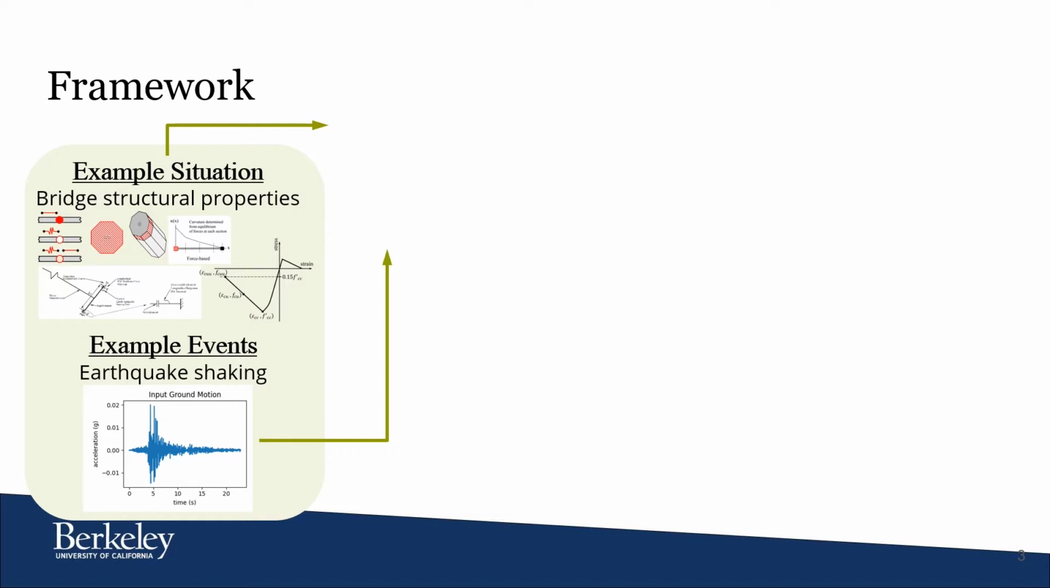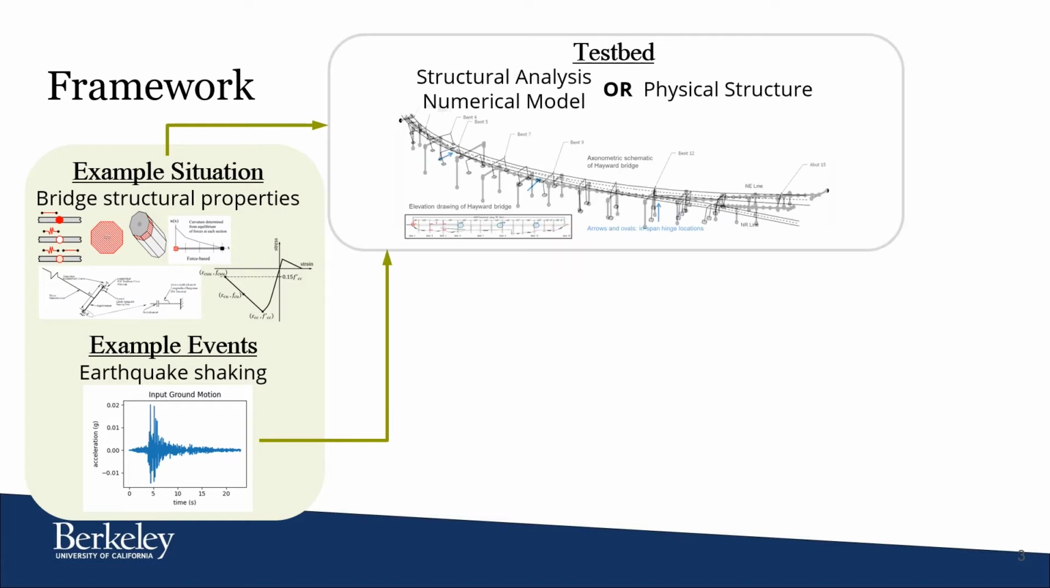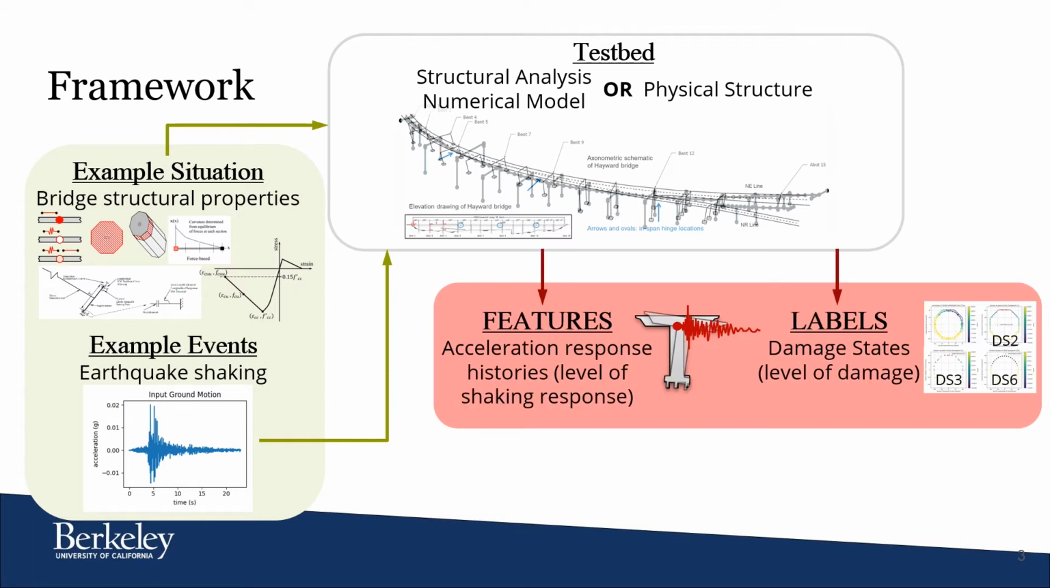To achieve this damage classification task, we've established the following framework. Provided an example situation of a bridge with structural properties and a set of example events of earthquake ground motions, we apply these examples to a test bed of either a structural analysis model or the physical structure itself. After this application, we obtain a dataset of features and labels. The features are acceleration response histories that show the level of shaking response, and the labels are damage states that show the level of damage in the structure.